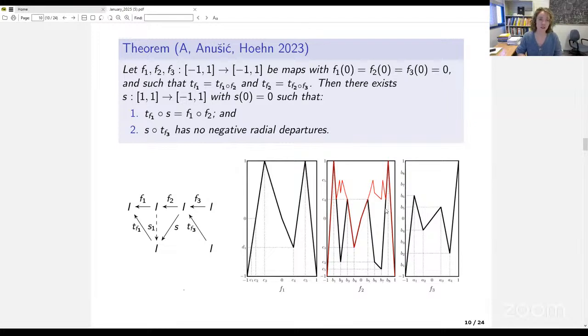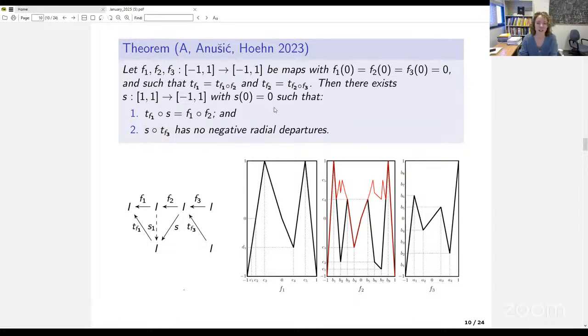Using radial contour factorizations, we were able to prove this theorem, which is that if you have three maps, F1, F2, and F3, which all map 0 to 0, and we have that the radial contour factor of F1 equals the radial contour factor of F1 ring F2, and similarly, the radial contour factor of F2 equals the radial contour factor of F2 ring F3, then we can find a map S such that the composition TF1 ring S is going to be equal to F1 ring F2. What is good, S ring TF3 has no negative radial departures.